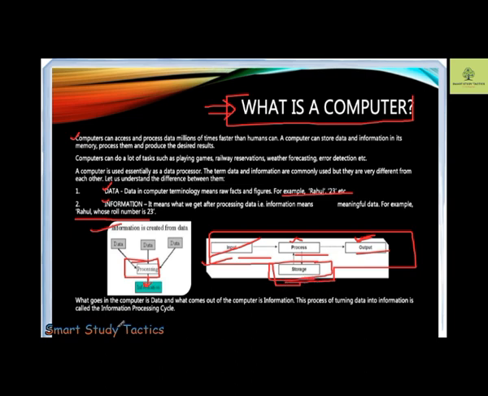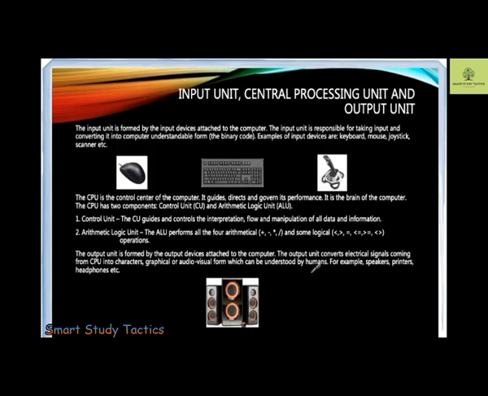Okay, so what goes into the computer is data, and what comes out from the computer is information. Is this clear to you? Whatever we insert is data, whatever we get is information. The process of turning data into information is called the processing cycle, that is, input, process, then output. I think these things are clear for you, my dear.